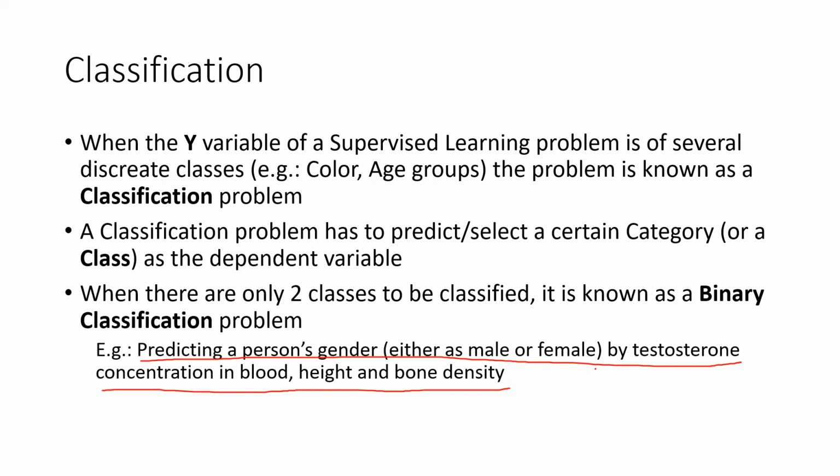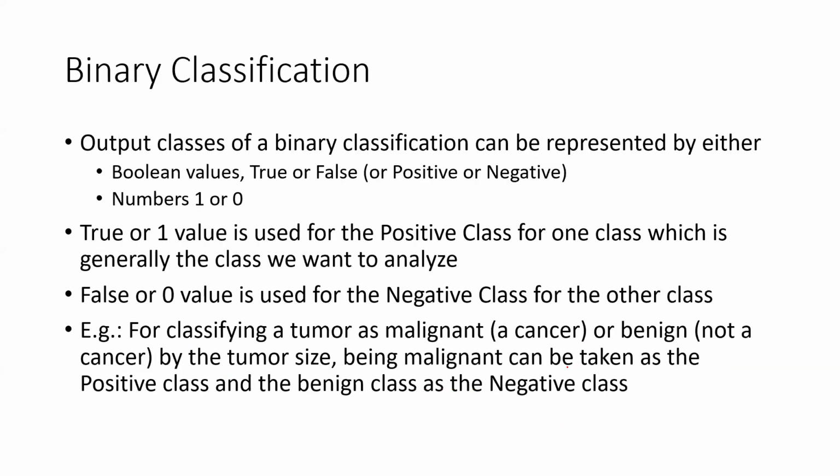So here, if you take male and female as the binary values, we may take one of the values as true and the other as false. Like we can take male as true and female as false, or female as true and male as false. There's no particular reason why you select true for male or true for female. Whichever you choose, you take it as the true, positive or one value, and the other one as the negative, false or zero value.